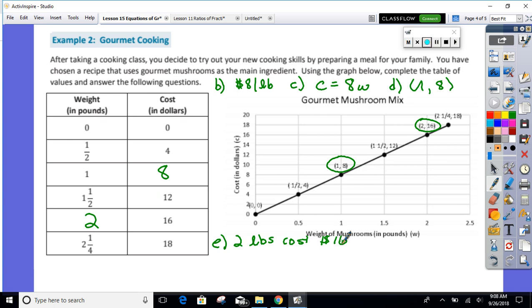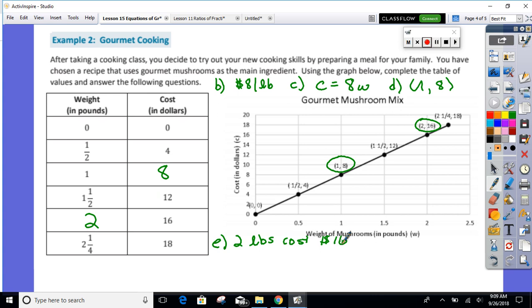Okay, letter F. If you could spend $10 on mushrooms, how many pounds could you buy? Charlie? You didn't get that far. Okay, let's see. Andrew? 1.25 pounds, or 1 1/4 pounds. Can you tell us how you did that? I went on the graph and went in between the half and the whole. Okay, so you went to 10 on the graph. You saw that that was between 1 and 1.5, so you went with that visually.